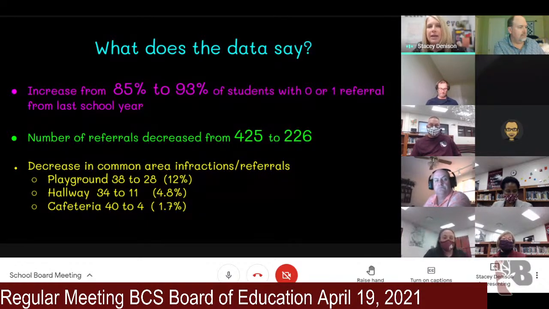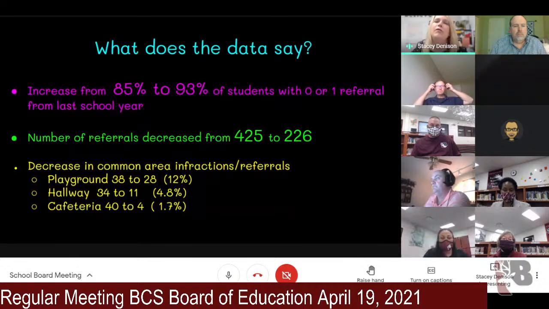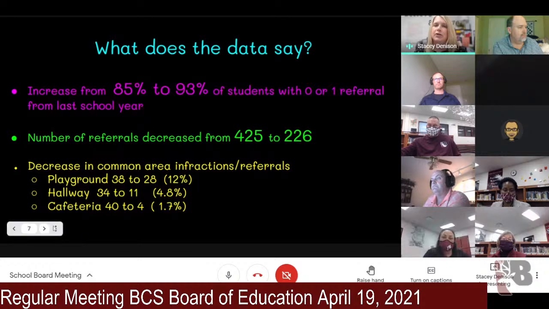share tonight. We increased from 85% to 93% of students with only 0 or 1 referral from last school year. And our number of referrals also just decreased from 425 down to 226. So that's huge. When we started PBIS, it was basically focused on the common areas within the building, the hallways, the bathroom, the lunchroom. So this data just shows the decrease in referrals in three of those areas.